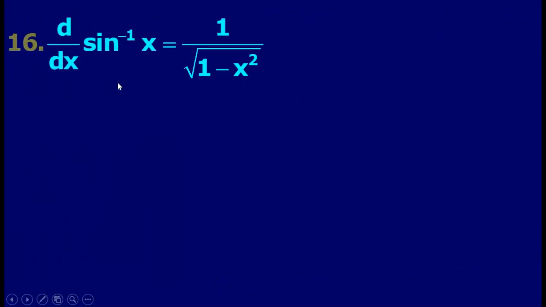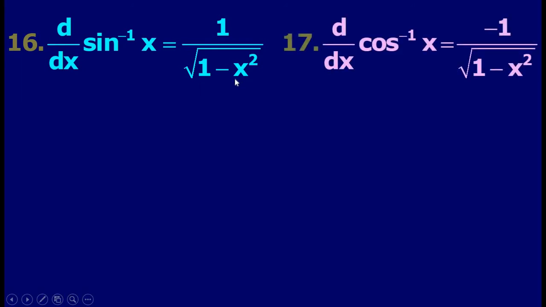Next formulas, it is differentiation of inverse trigonometric functions, that is d by dx of sin inverse x. Differentiation of sin inverse x is 1 by root of 1 minus x square. And differentiation of cos inverse x is minus 1 by root of 1 minus x square. See here only plus minus different. Here it is plus and here it is minus.